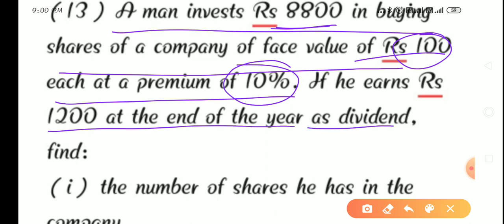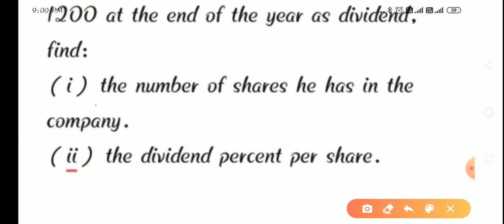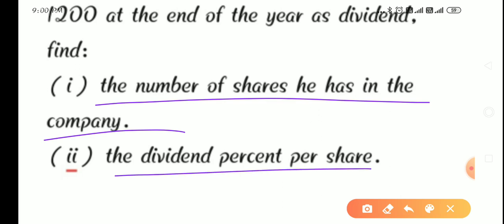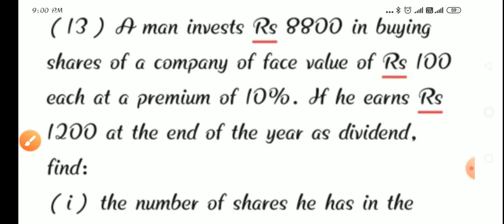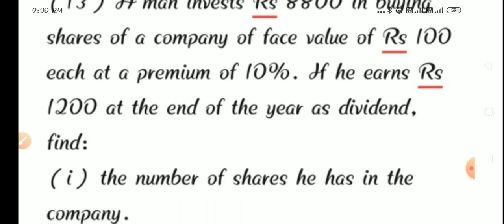This time income is given. You pay attention, this time annual income is given. You have to calculate the number of shares he has in the company. Second part, the dividend percent per share. Two things you have to calculate. So what things are given? Investment is given, 8800, NV 100 is given, MV you will calculate, and total profit 1200 is given. So with the help of these things we will calculate. So first you write what is given.